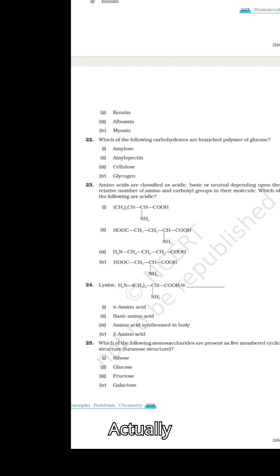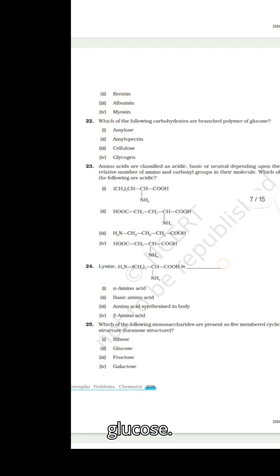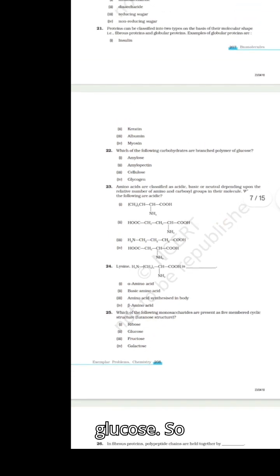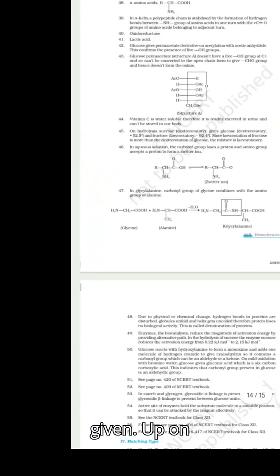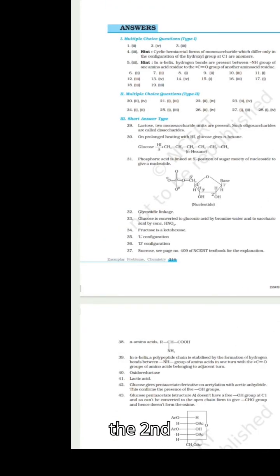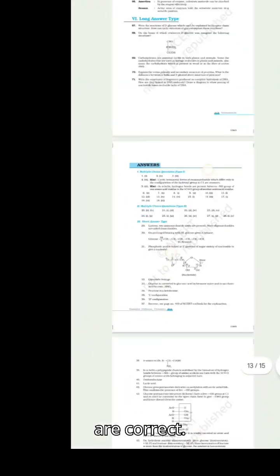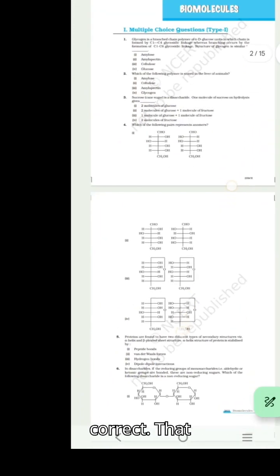Actually, glycogen is a beta D glucose polymer. Amylopectin is an alpha D glucose polymer. So both options, the second one and the fourth one, are correct. We will see what answer they have given for the 22nd question. Both 2 and 4 are correct. That is correct.